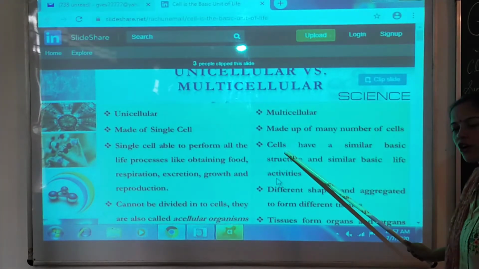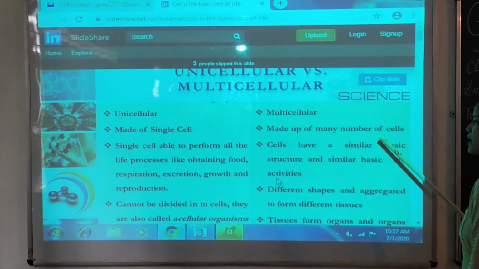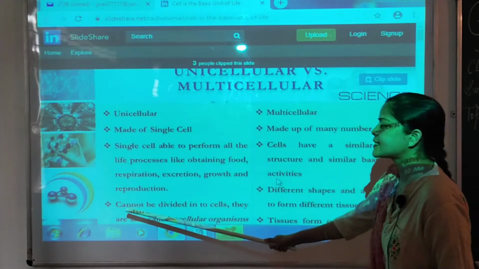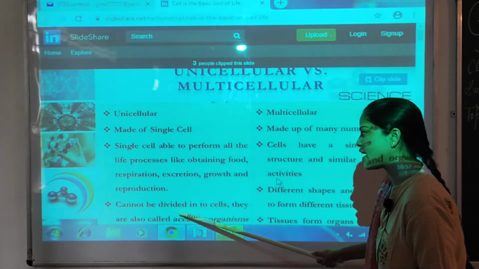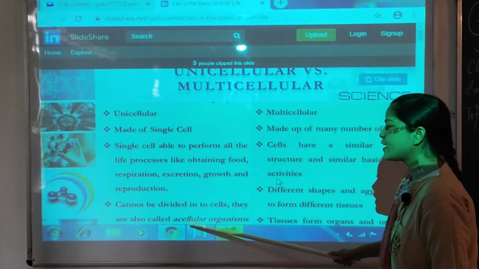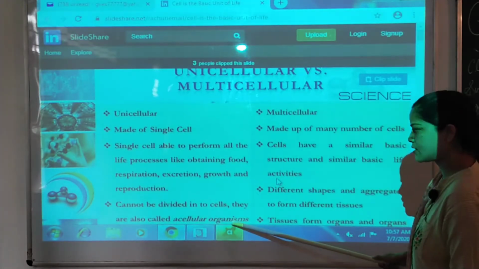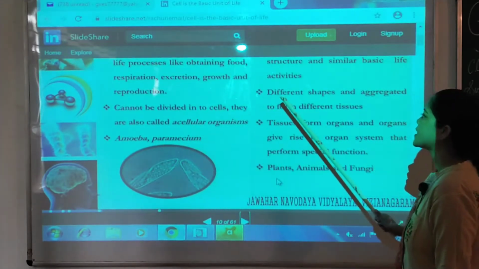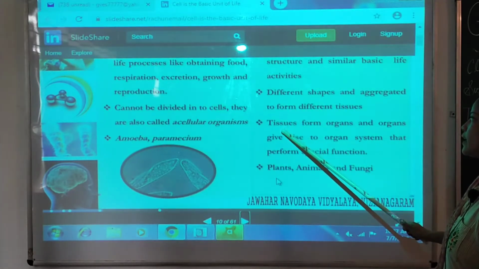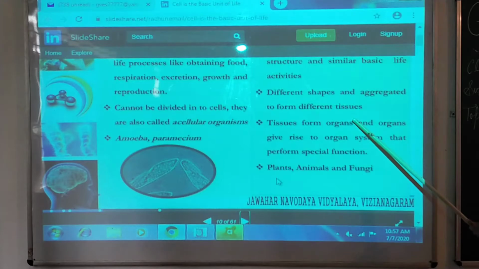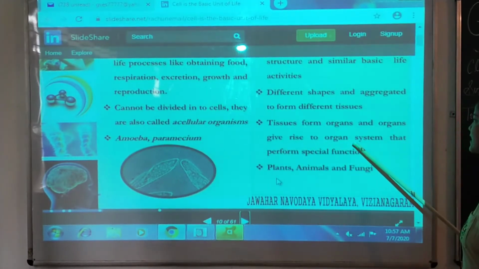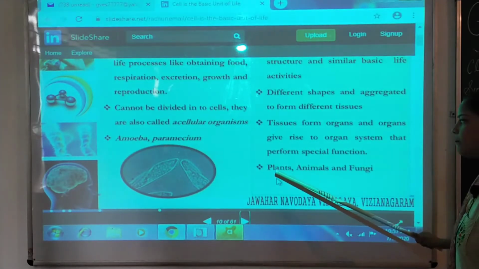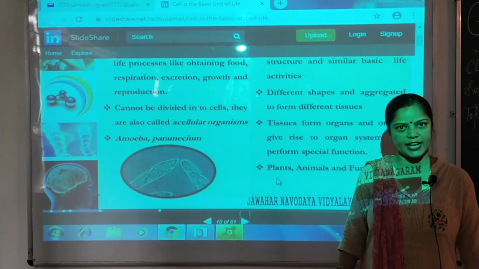While in multicellular organisms, cells have a similar basic structure and similar basic life activities. Unicellular organisms cannot be divided into two cells. They are also called acellular organisms, like amoeba, paramecium, euglena, chlamydomonas. Now, in multicellular organisms, tissues form organs and organs give rise to organ systems that perform special functions. Examples: plants, animals and fungi.